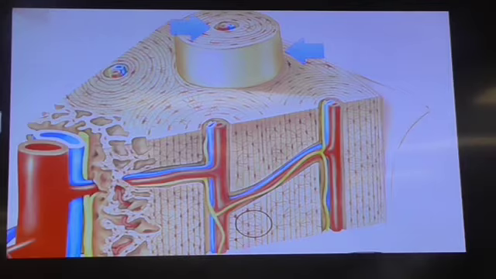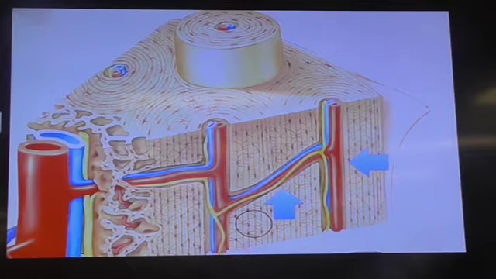Here you see the osteonic canals extending from top to bottom, right down the center of each osteon. And then you also see horizontal canals. Those are called perforating canals. And those have larger blood vessels and nerves, and they connect one osteonic canal to the next, providing a blood supply for the entire bone tissue.